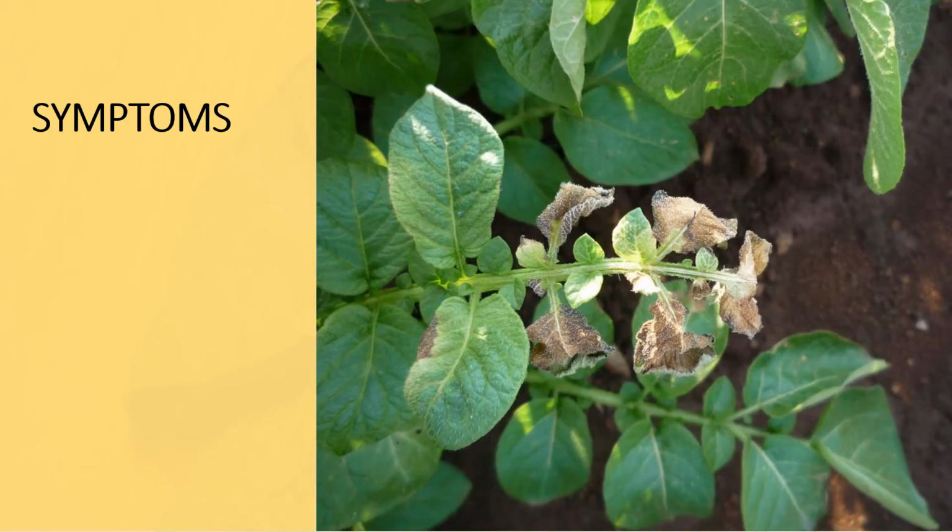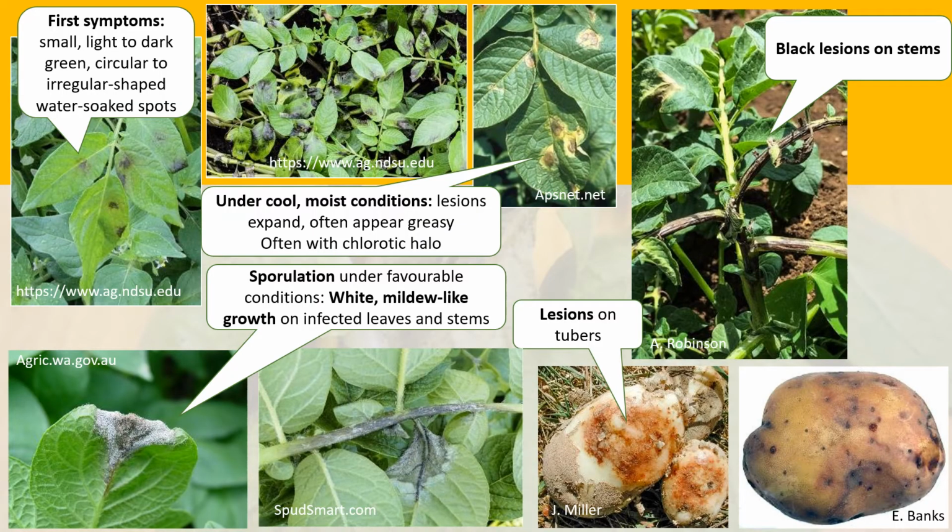Let's start by looking at the symptoms of late blight on potatoes. So let's start our way from top left and work in a clockwise direction. The first symptoms of late blight on potatoes are noticed as small light to dark green, circular to irregular shaped water-soaked spots, and these normally occur on the denser parts of the plant canopy.